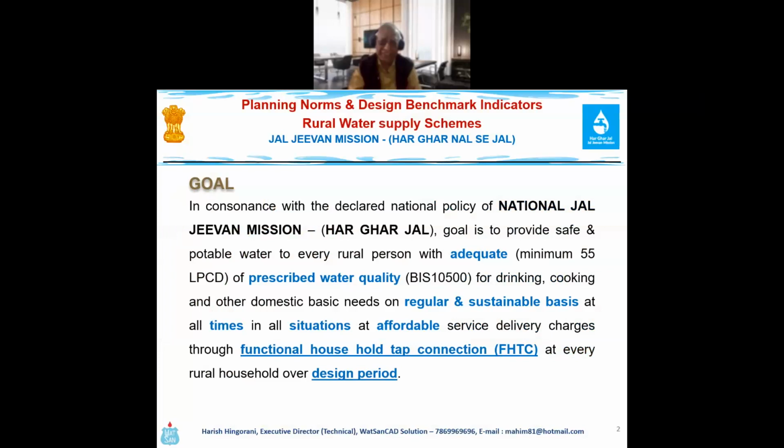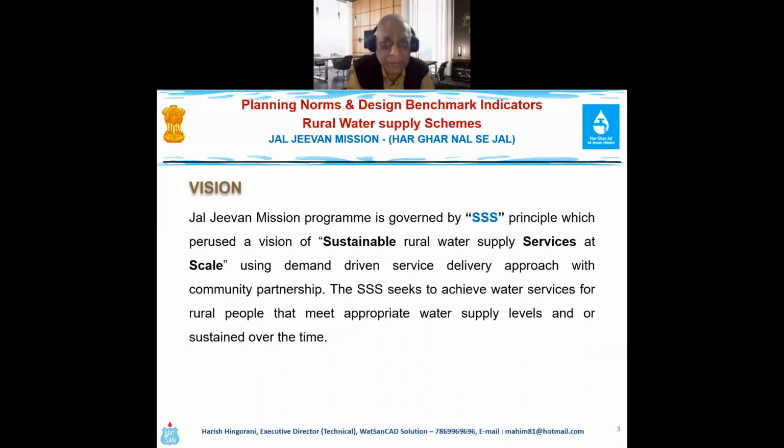See the goal. The benchmark indicators are adequate, minimum 55 LPCD, prescribed water quality as per BIS 10500, and regularity and sustainability of FHTC, in all time and all situations, as per NRWB guidelines. So I am talking of water security and sustainability at affordable service delivery charges through functional household tap connection over the design period. The guideline itself conceives the benchmark indicators in one para. You can see the vision: the goal suggests it is a triple S principle, sustainable rural water supply scheme.